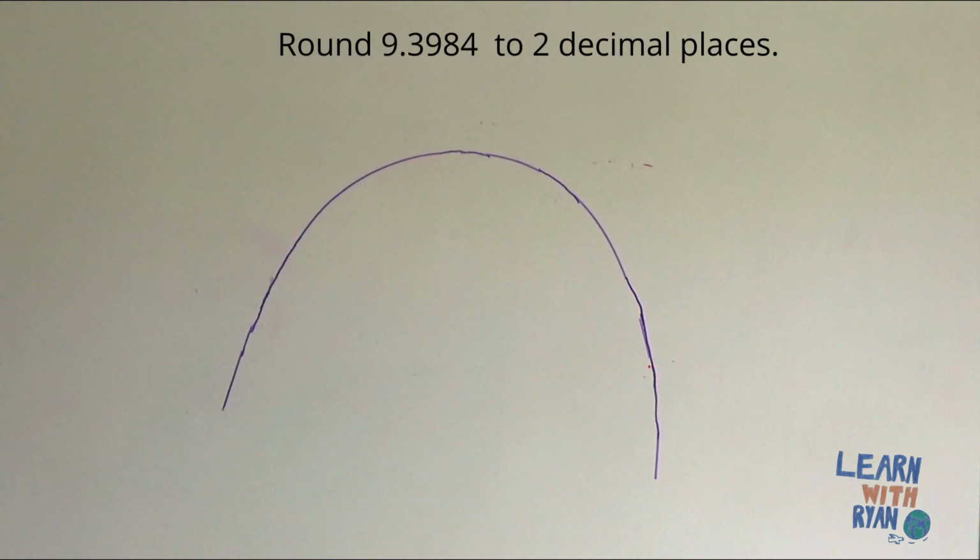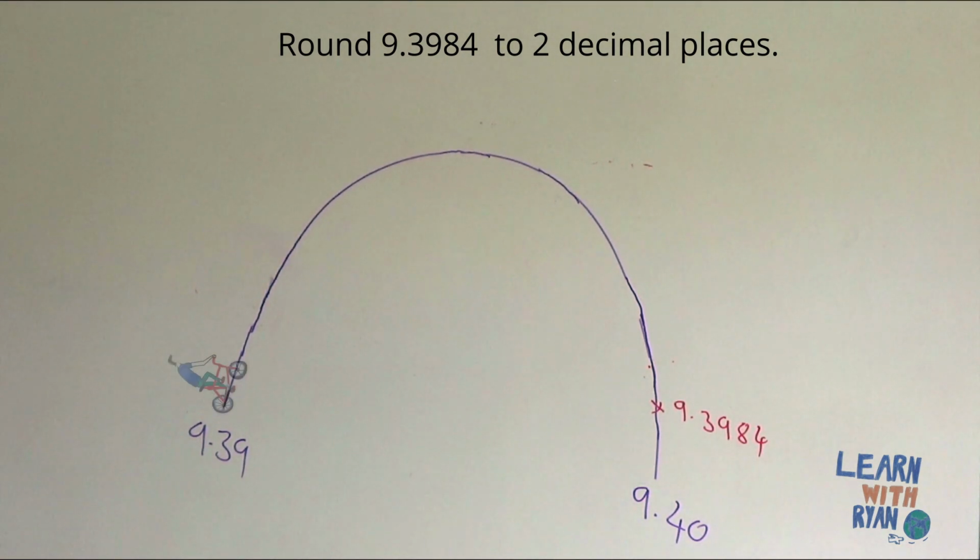Here's one final example. Round 9.3984 to 2 decimal places. In other words, we need to ask ourselves if it's closer to 9.39 or 9.40. So the halfway point, bang in the middle, you should realise is 9.395. So 9.3984 is going past that, and this is where it will be on our diagram. So if you pedal, end up at 9.3984, stop pedaling, where do you end up? You end up at 9.40 to 2 decimal places.